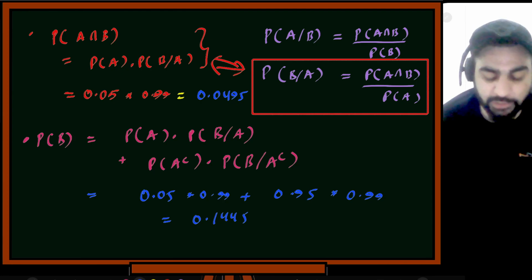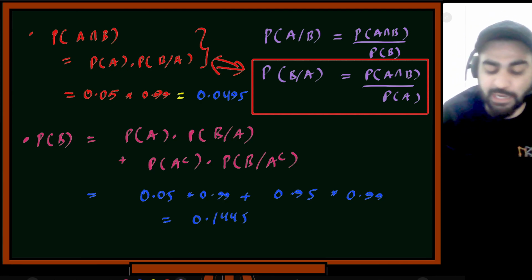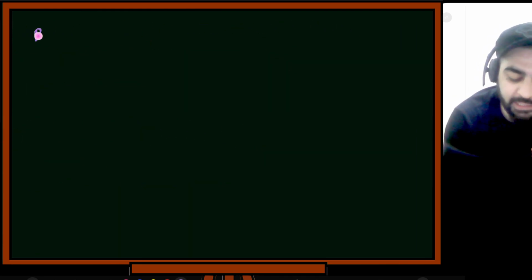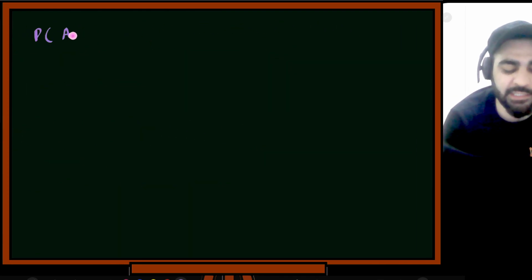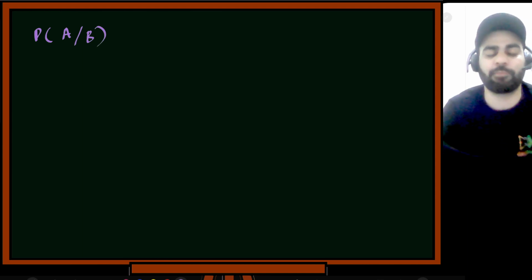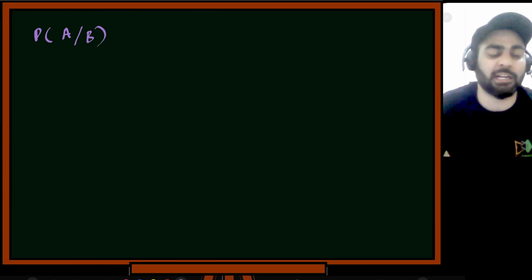Now, why did I compute this? Because, if you remember the first session, the question in hand was, what is the probability that a person is actually diseased given that the test was positive? This is the probability that we had to calculate. This is the conditional probability.